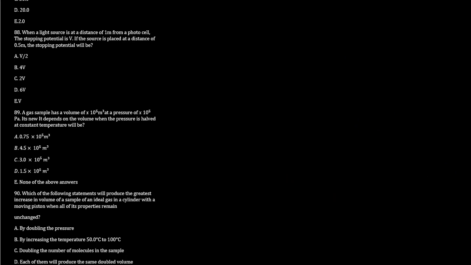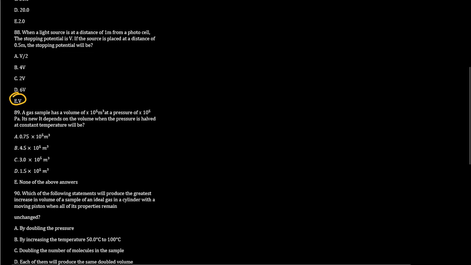Question number 88. When a light source is at a distance of 1 meter from a photocell, the stopping potential is V. The source is placed at a distance of 0.5 meters. The stopping potential will be, correct option is E. It will still be V.